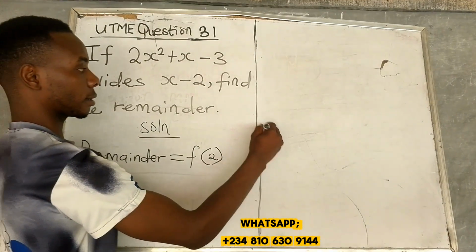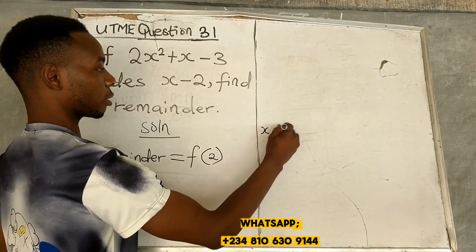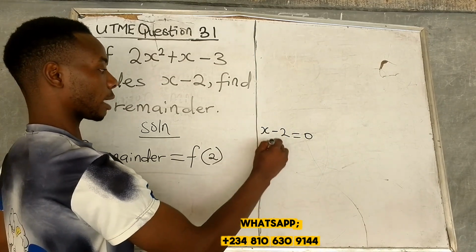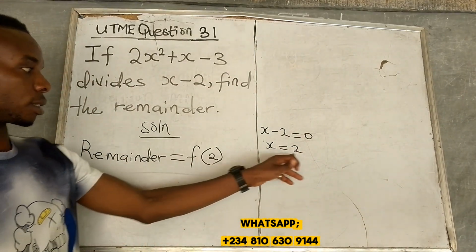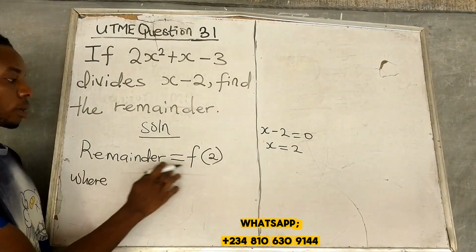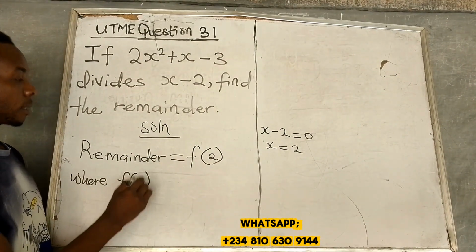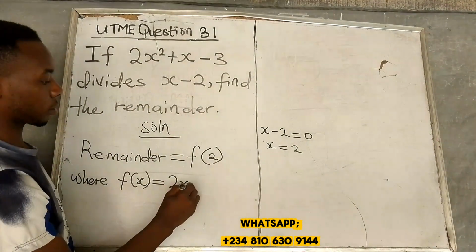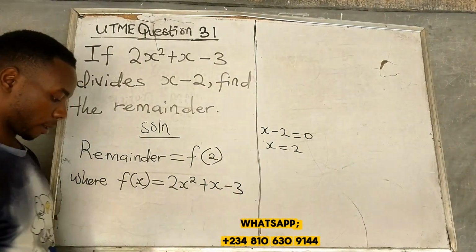Since x minus 2 is equal to 0, if you make x the subject of the formula, x is equal to 2. So that is where we found it. You can see that the remainder is equal to f of 2, where f of x is equal to 2x squared plus x minus 3.